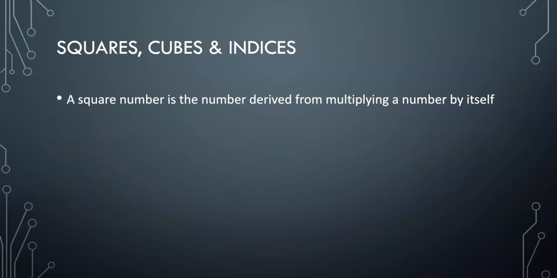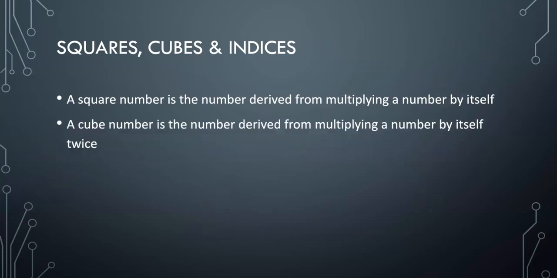A square number is the number derived from multiplying a number by itself. 2 squared means 4, 3 squared 9, 4 squared 16, likewise. When we are talking about a cube number, it is derived from multiplying a number by itself twice. Cube of 2 is 2 into 2 into 2. That means 8. 2 into 2, 4. 4 into 2, 8. So we are multiplying it twice.